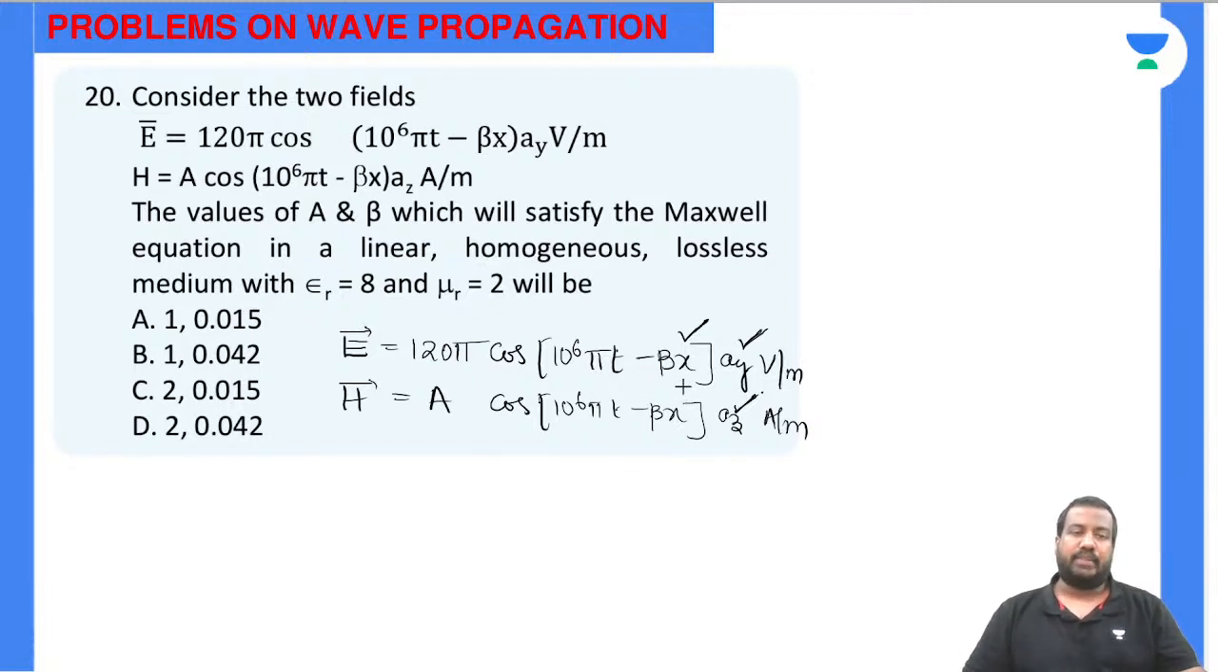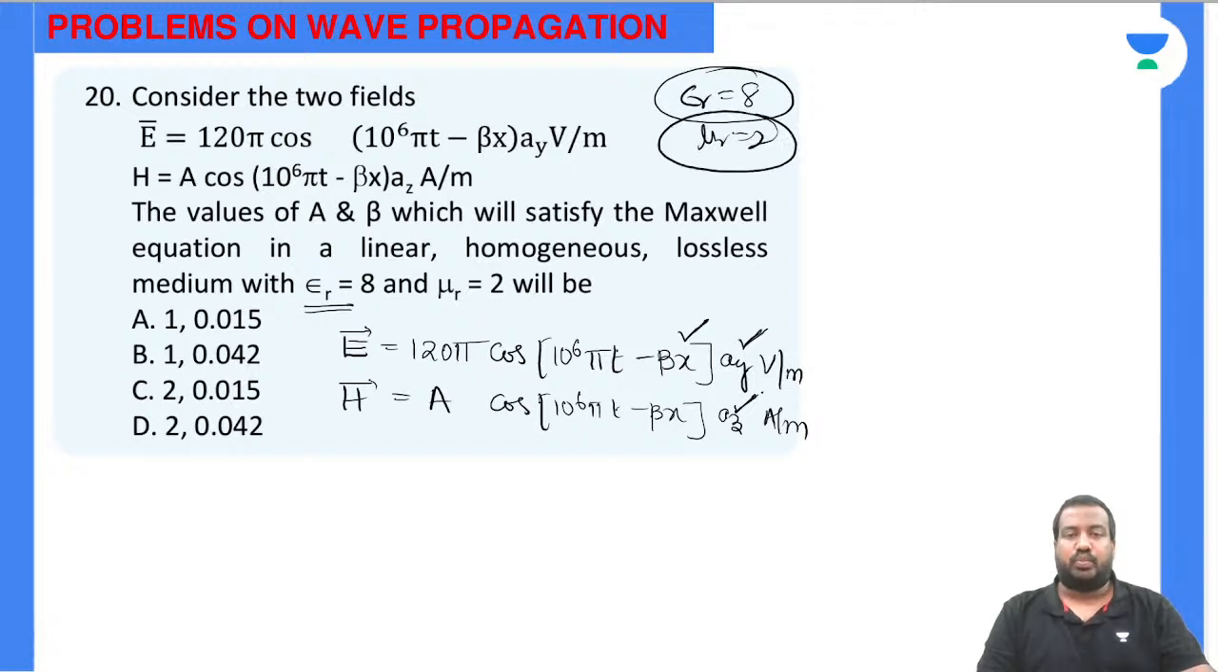So let us check. Not only that, it is said that it is a linear, homogeneous, lossless medium. Epsilon r is given as 8 and mu r is given as 2. Bhupati, you need to note this down. Epsilon r is 8 and mu r is 2. Do not neglect it. That's the reason you got the wrong answer, because you neglected that data, that epsilon r is 8 and mu r is 2.